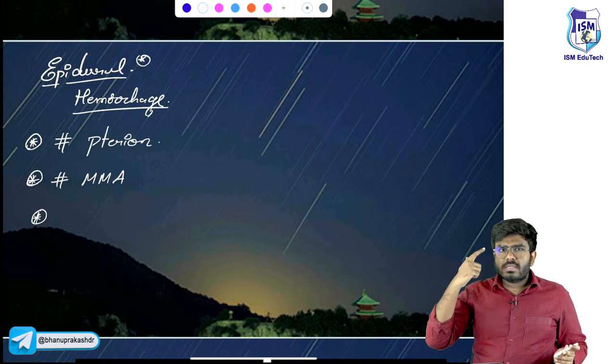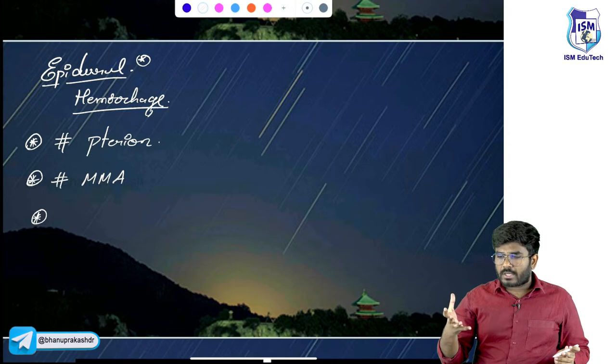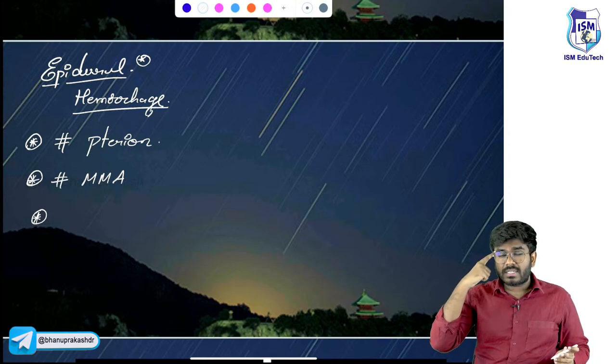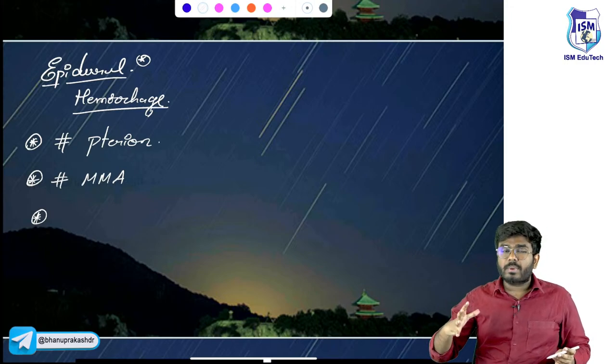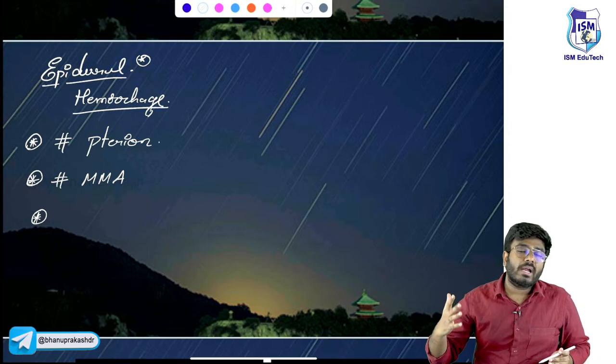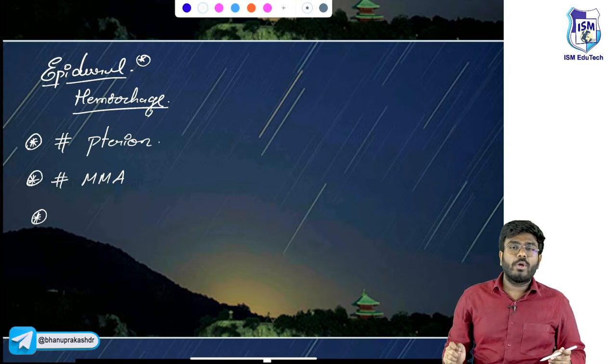Because of this hemorrhage, blood is accumulating, that will lead to the formation of a hematoma. What will that hematoma do? The hematoma increases the intracranial pressure. The hemorrhage compresses the brain tissue. He will go into shock and he will go into coma.